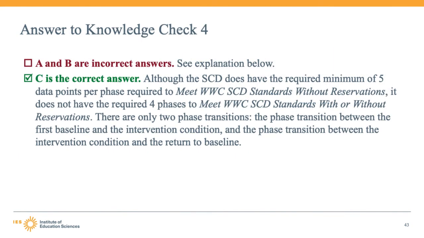Your answer is C. The highest possible rating this study could receive is does not meet WWC SCD standards. Although the design does have the required minimum of 5 data points per phase required to meet WWC SCD standards, the study only has 3 phases, 1 intervention phase and 2 baseline phases. Thus, this design does not have the minimum required 4 phases necessary for meeting WWC SCD standards with or without reservations. Thus, the highest possible rating this study could receive is does not meet WWC SCD standards.